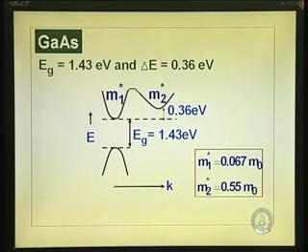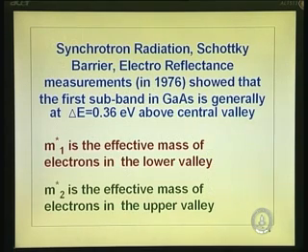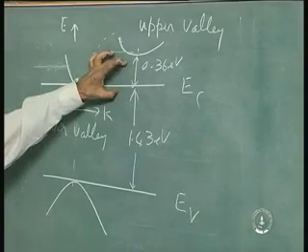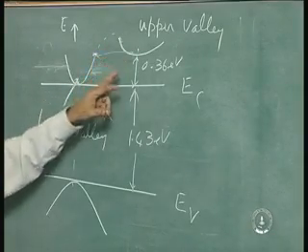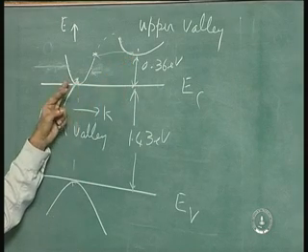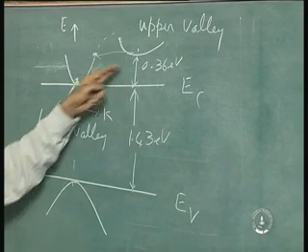Quickly run through this analysis. Now, I just summed up: synchrotron radiation, Schottky barrier, electron reflectance, all those measurements have shown that delta E, that is the gap between the upper valley and the lower valley, is 0.36 electron volts. It is called central valley or lower valley. That is a quantity which they have estimated, upper valley and lower valley, or you can call it central valley, because it is not one valley that is present here.